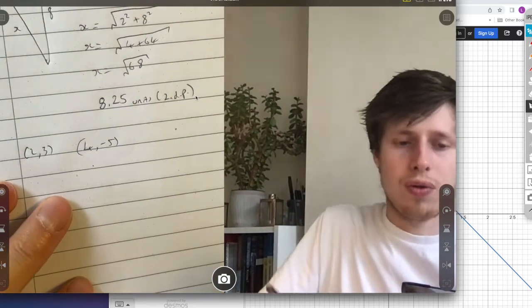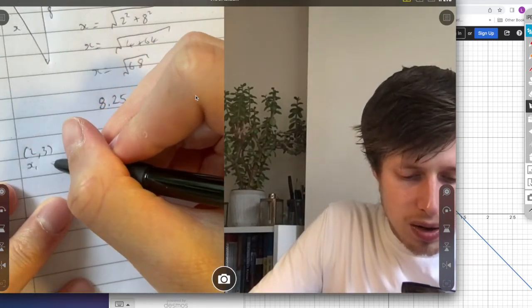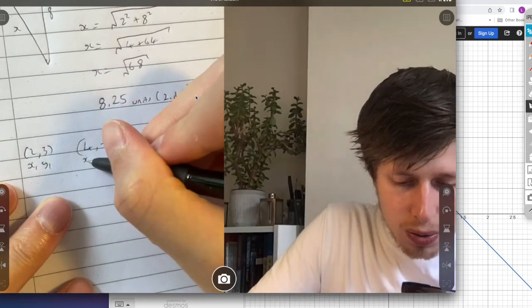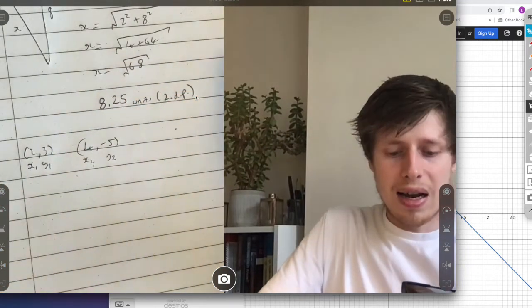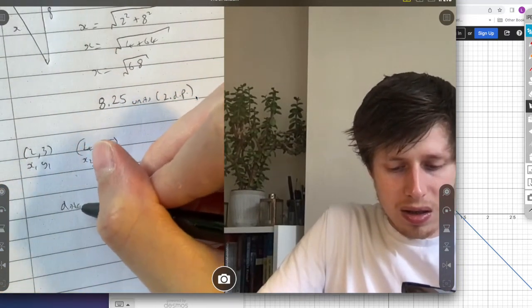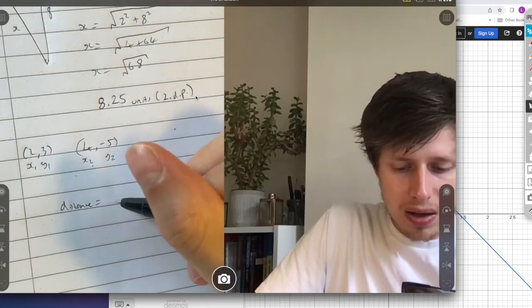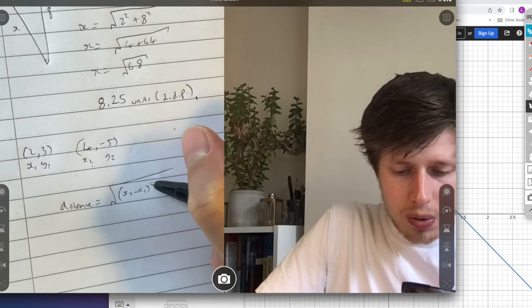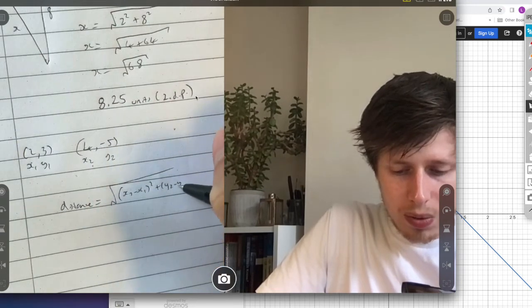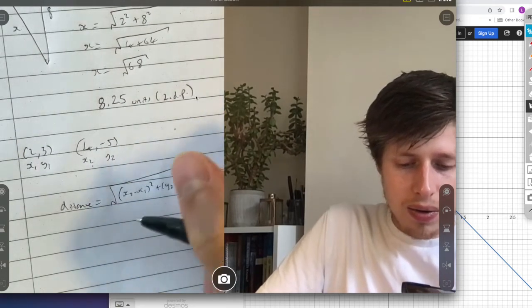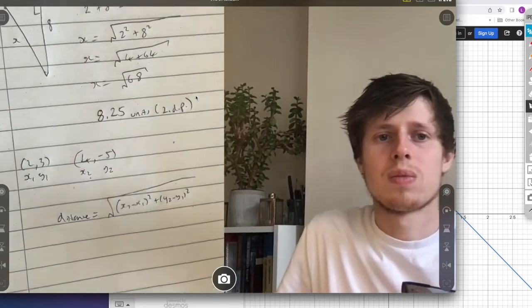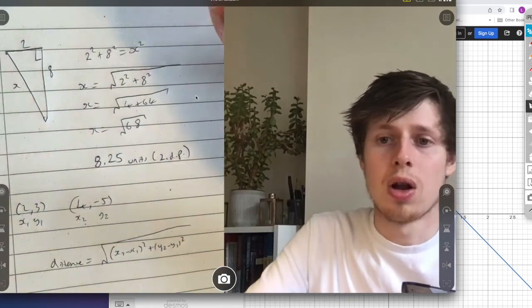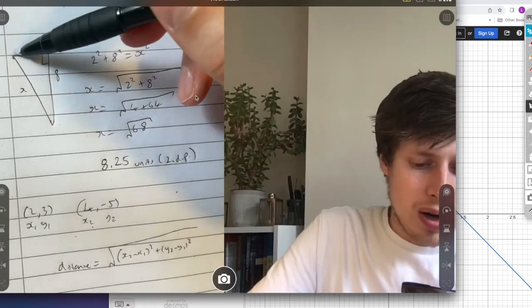So this is another formula you can use, okay? And it's the same idea. So x1, y1, x2, y2, let's just label those. And actually the distance between these 2 points is the square root of (x2 minus x1) squared plus (y2 minus y1) squared. Now the reason why should be clear from earlier, but just look back at it if you will.